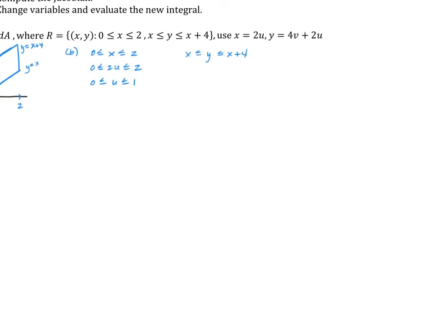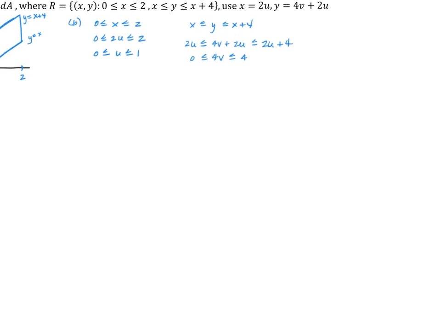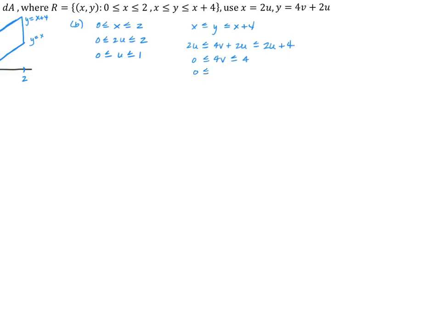And then when I look at my y values, I know that y is equal to 4v plus 2u, and x is equal to 2u. So this inequality will be 2u less than or equal to 4v plus 2u less than or equal to 2u plus 4. Now I see the 2u everywhere. If I subtract 2u, I get 0 less than or equal to 4v less than or equal to 4. Then dividing out by 4, I have v values going from 0 to 1.